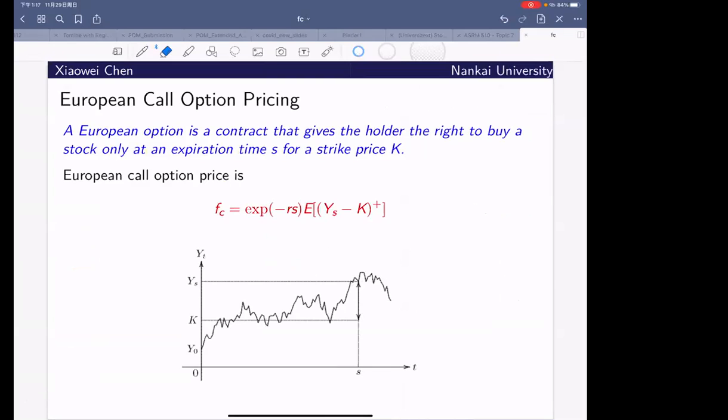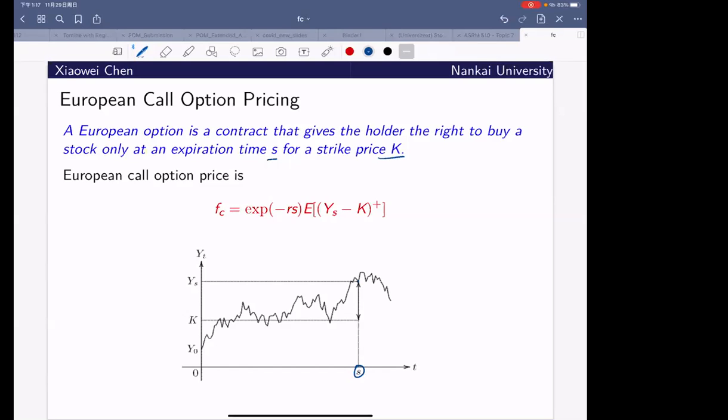So first we will calculate the European call option pricing formula. A European option is a contract that gives the holder the right to buy a stock only at an expiration time S and for a strike price K. So this option can only be traded at the expiration time S. So at time S, the price of the stock is very important.